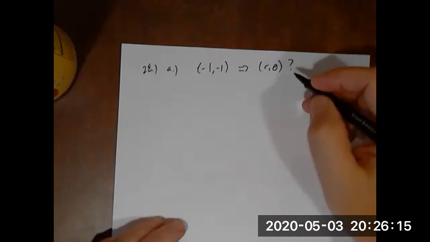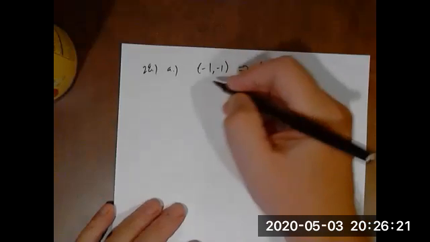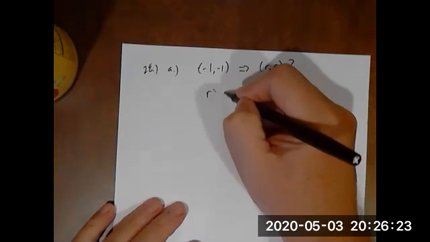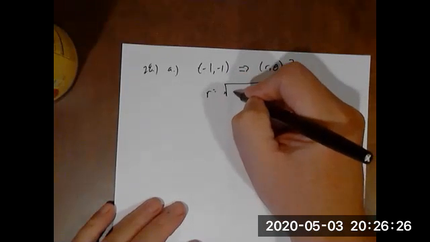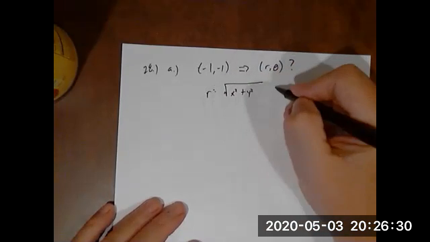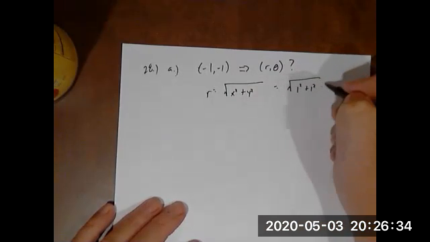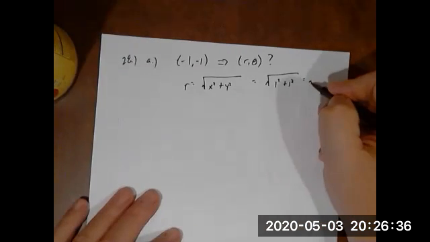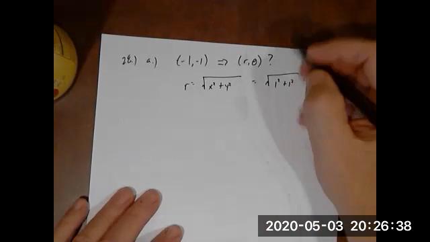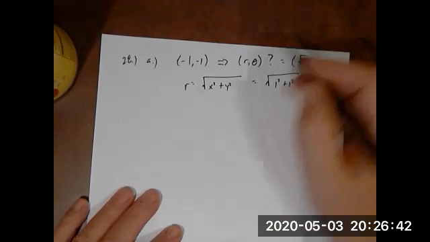For the r, you take the x part, you square it, plus the y part, you square it, square root of the whole thing. So 1 squared plus 1 squared. This is square root of 2. So r is square root of 2.